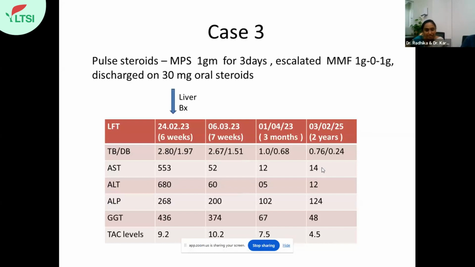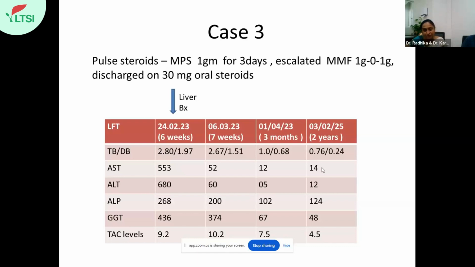And subsequently, within a week's time of post pulsing, his LFTs came down. His AST has come down to 52 from 553, ALT to 60 from 680, alkaline phosphatase and gamma GT to 200 and 372 with adequate TAC levels of 10.2. And subsequently, by the third month, the LFTs became near normal with good tacrolimus levels. And he's on regular follow-up with us.